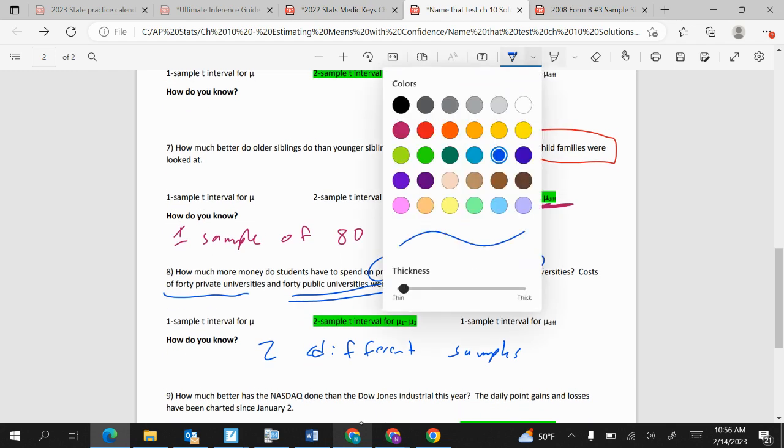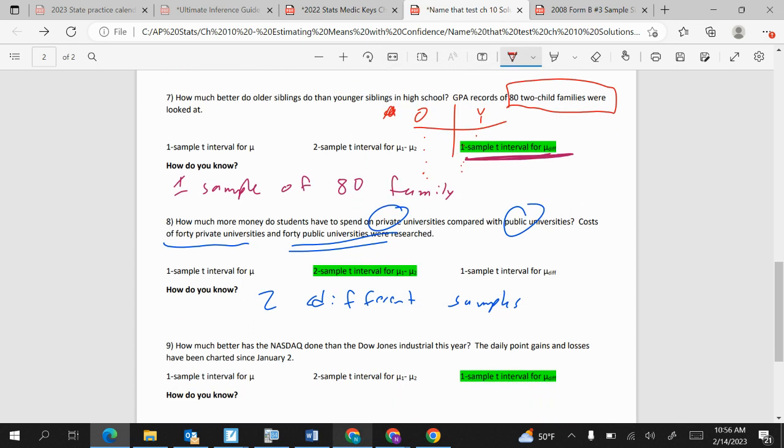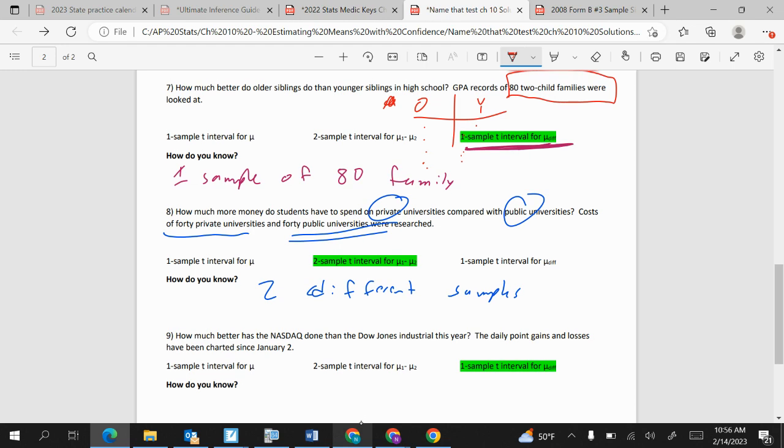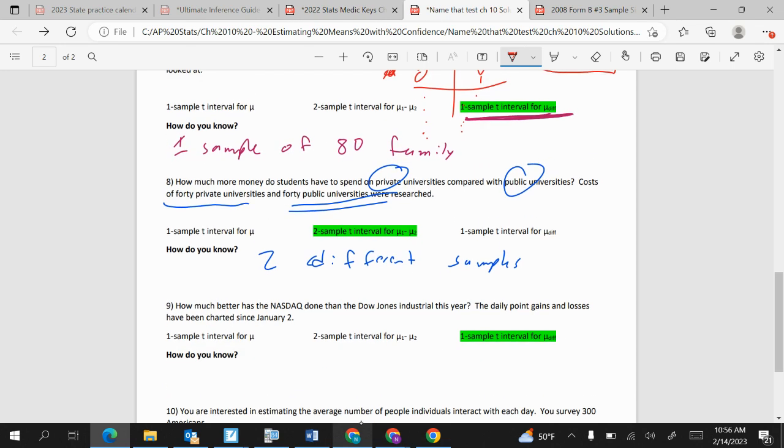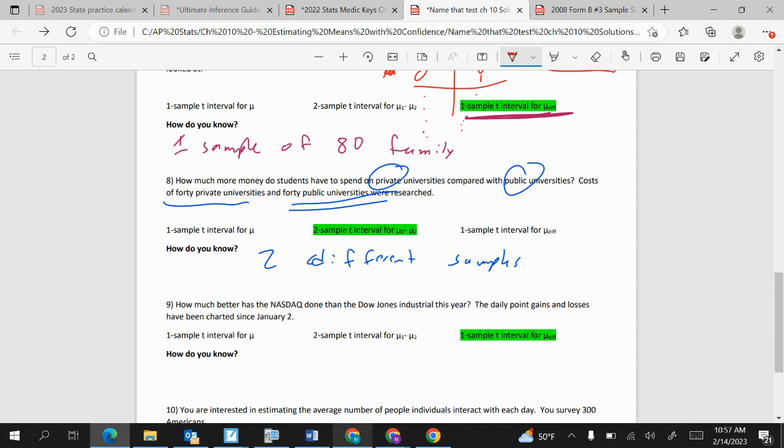Getting to the end of it. So how much better has the Nasdaq done than the Dow Jones Industrial Average? The dot plot, the daily points gained and losses have been charted since January 2nd. So what they're going to do is take their data, right? Like if they made a little table, and this would be the Nasdaq, and this would be the Dow, and you'd collect them, and then they're going to find the difference between the individual days.